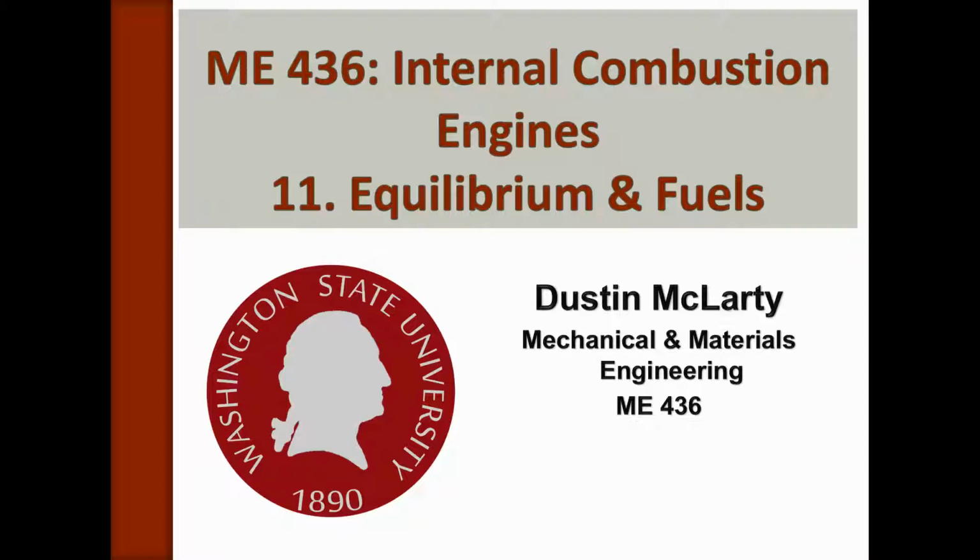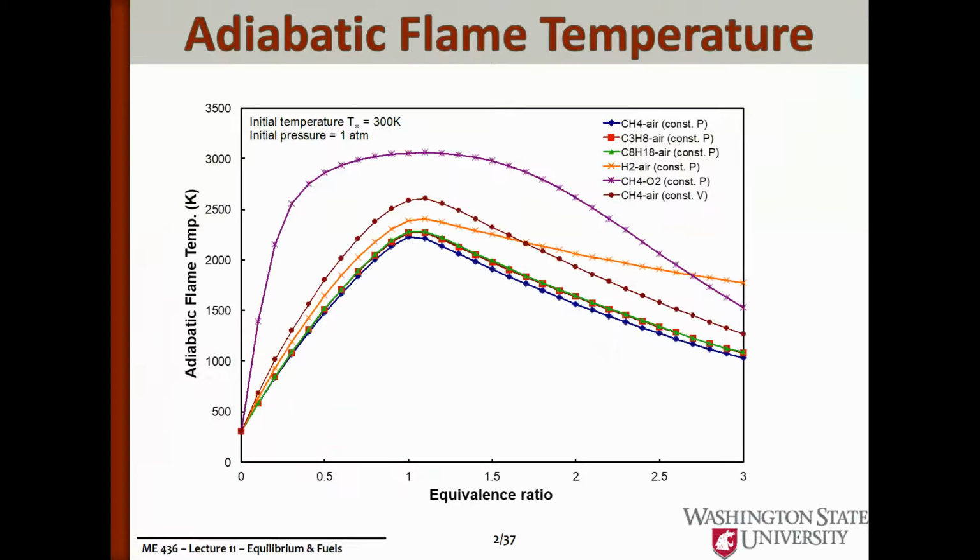So let's dive right into what we talked about last week, which was adiabatic flame temperature. And what I've plotted here is the actual adiabatic flame temperature for a number of different fuels in either air or pure oxygen. And this is plotted as a function of the equivalence ratio here. So on this left-hand side, this is your lean combustion, and on the right-hand side, this is rich combustion. Now, a couple of things to note here.